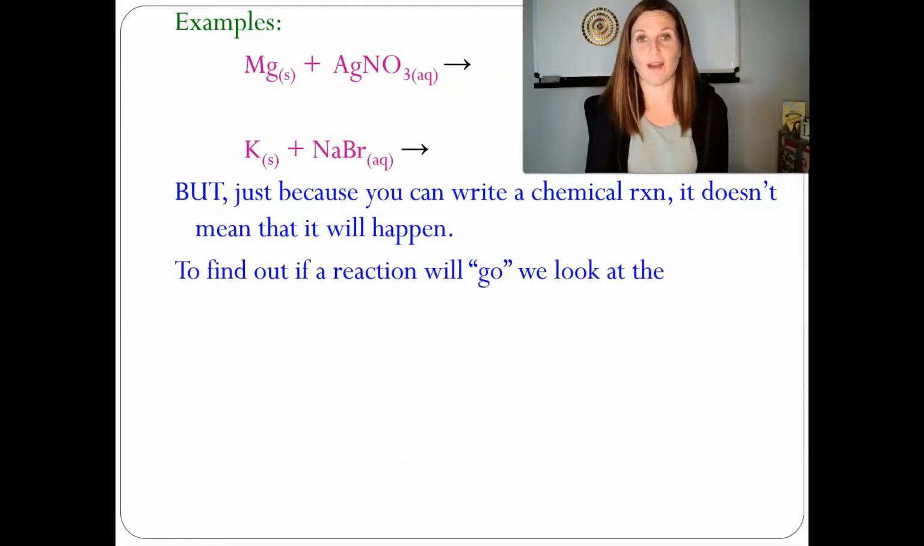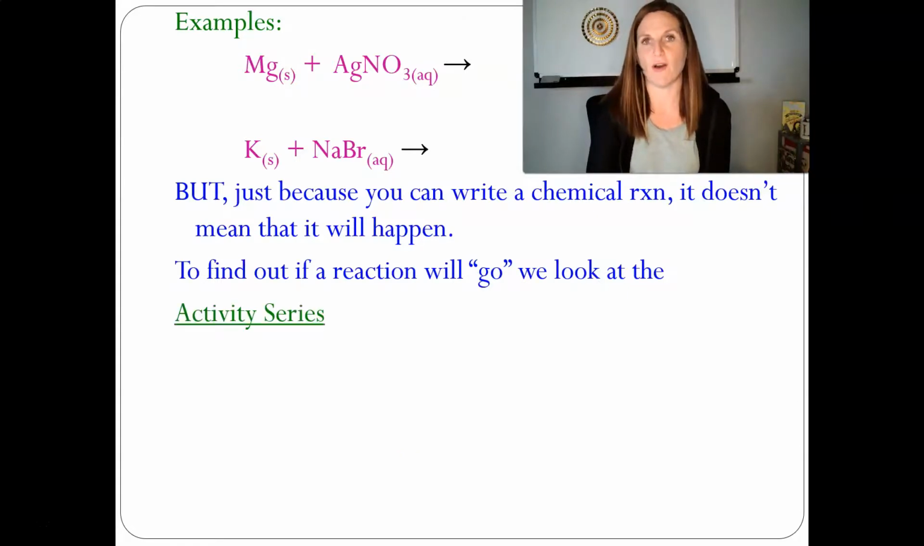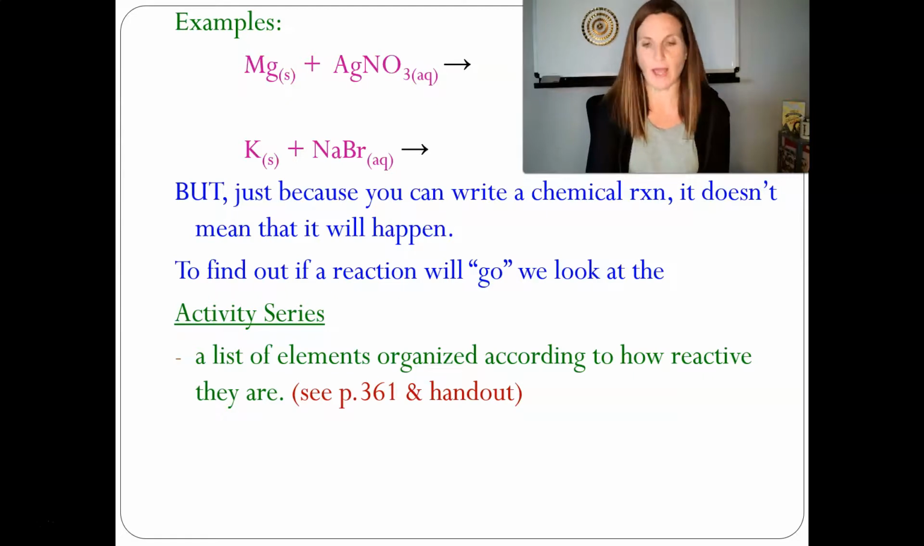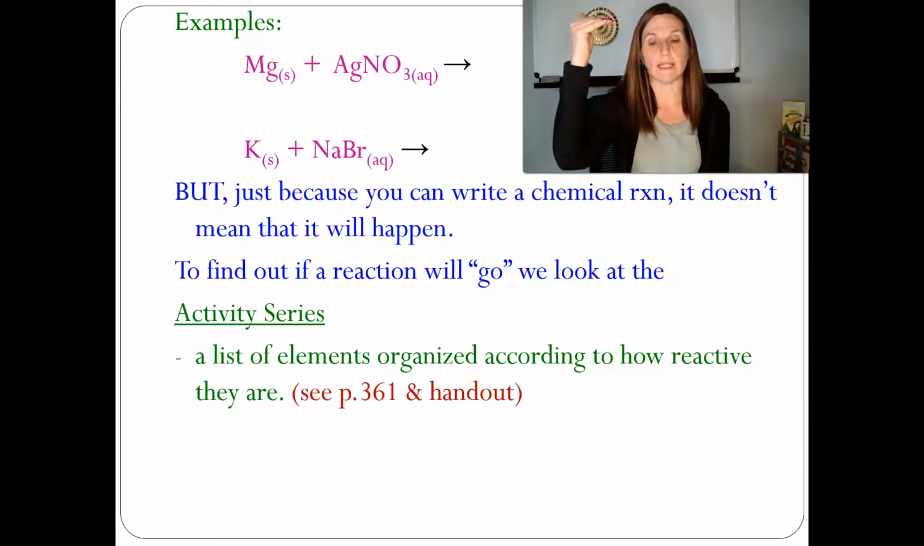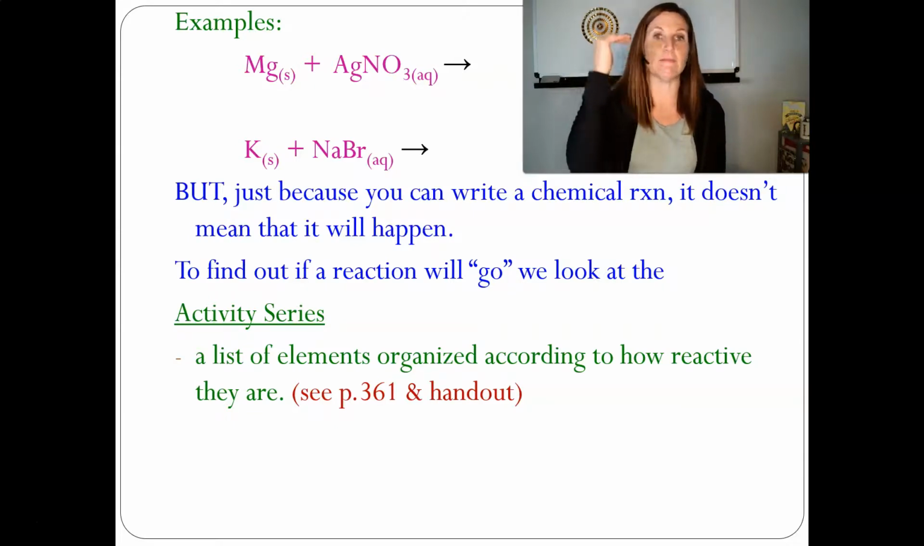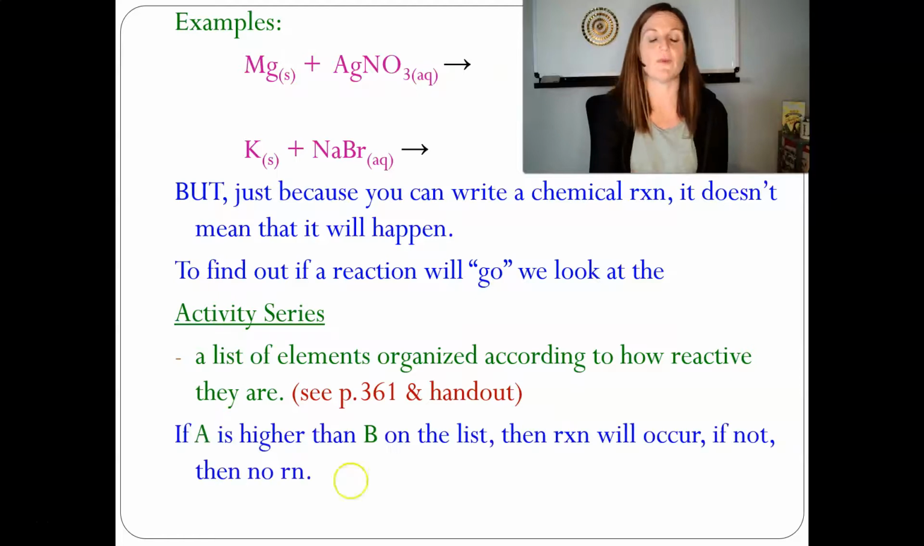In order to know whether or not it's going to go, we need to look at something called the activity series. This is on page 361 of your book, and you can see it on the next slide. This tells us how reactive an element is and whether or not it can replace. So they're listed. It's a hierarchy. Something that's higher is more likely to be in the game than something that's lower. So something that's higher can replace or substitute in for something that's lower than it, but something that's low cannot replace a better player, someone that's higher on the list. So if A is higher than B on the list, the reaction will occur. If not, then no reaction. Point being, you can replace someone below you, but you can't replace someone above you.